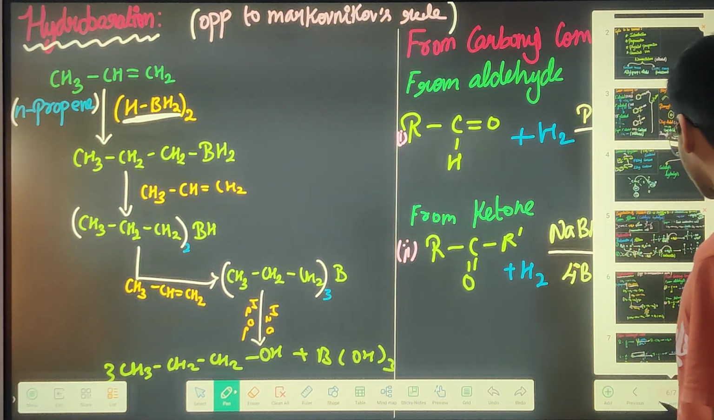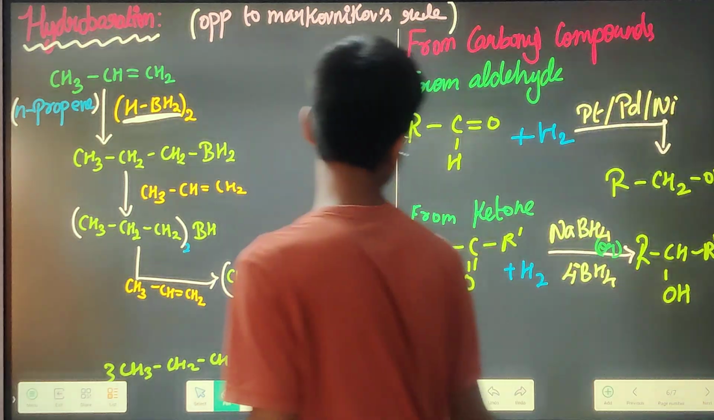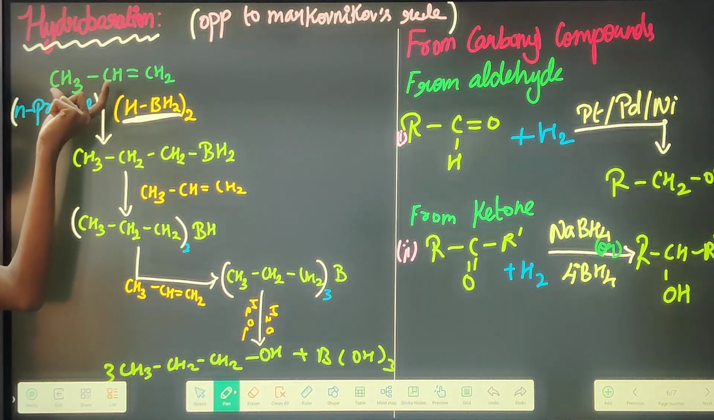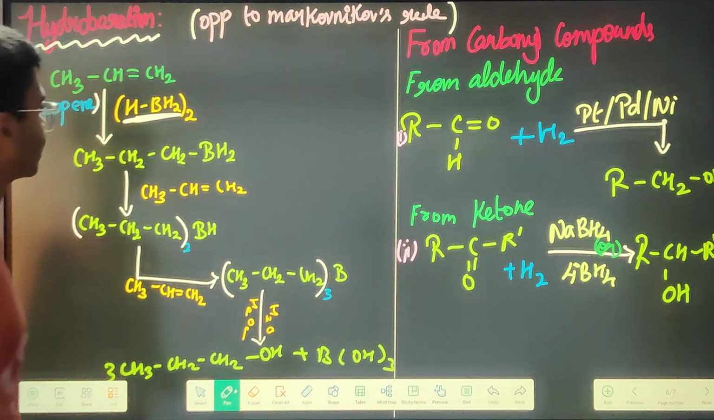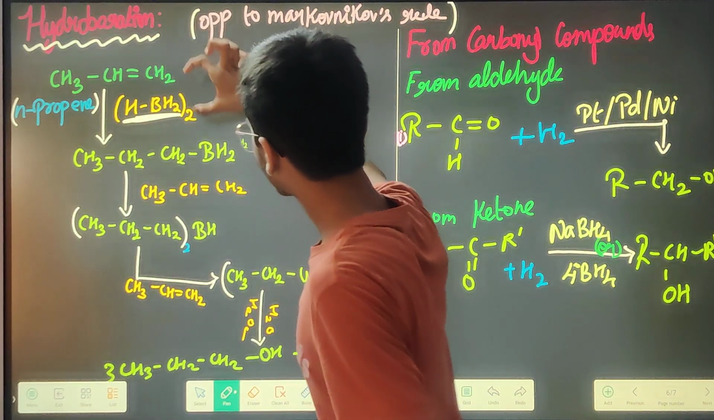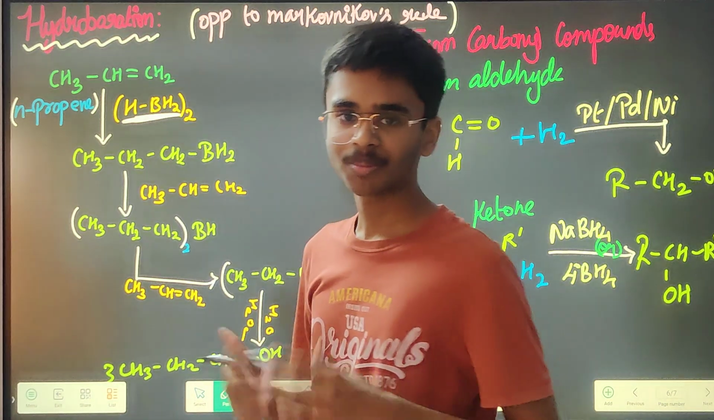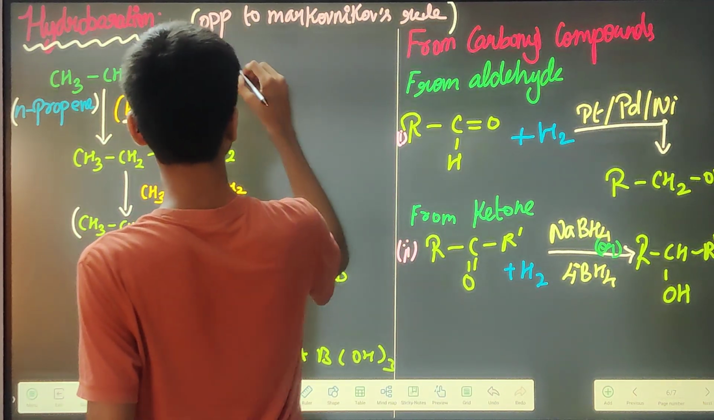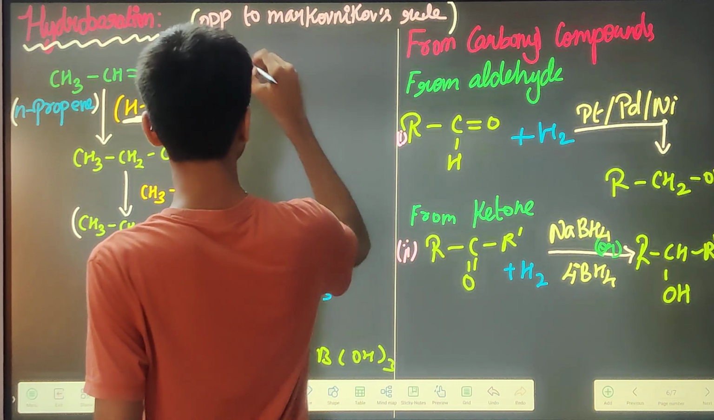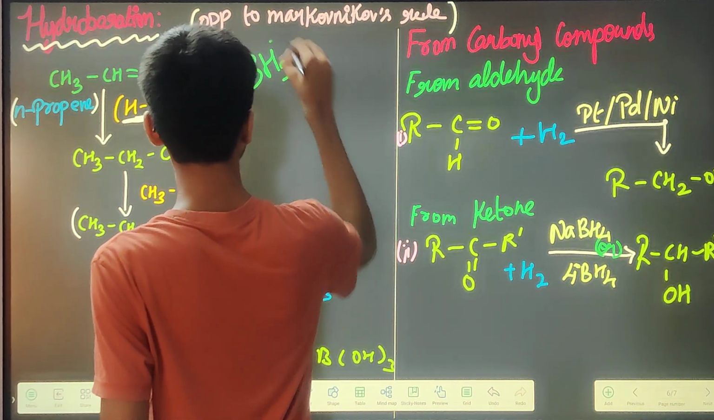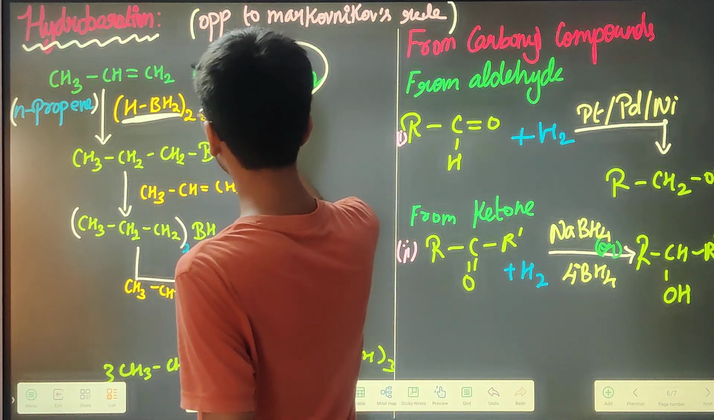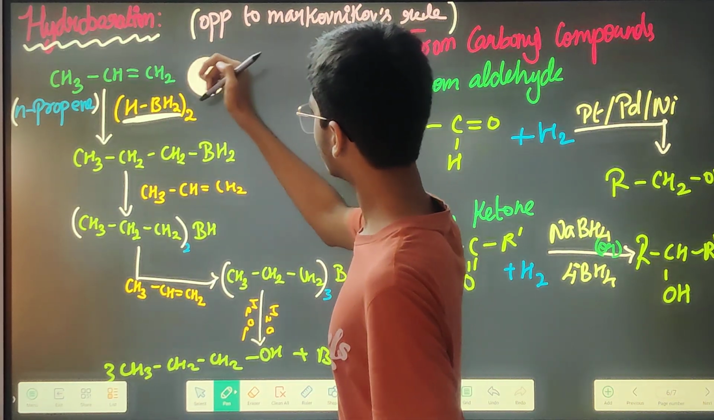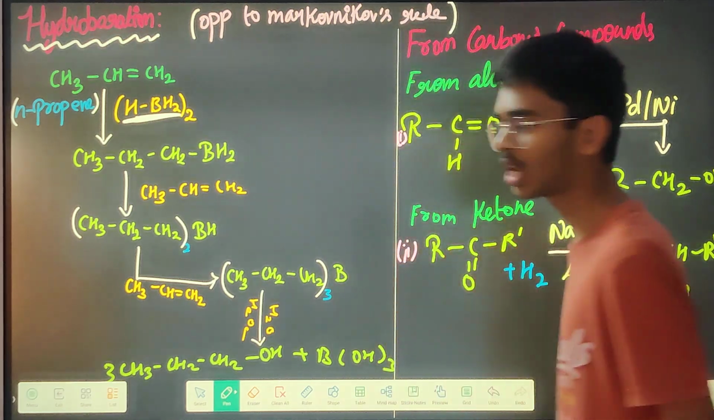Okay, so next we have hydroboration. See here you have propene, as the example I'm taking. This is your alkene. To this alkene you are going to add hydrogen and a boron compound, that is BH3. Sorry, BH3 twice. This compound I'm going to add. Here it is in molecular form, the direct formula form.